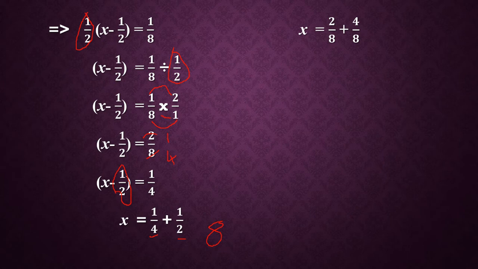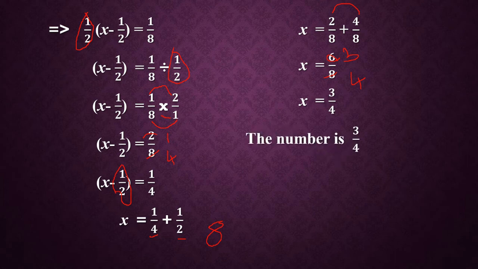Now you can add the numerators directly. So 2 plus 4 is 6, so 6 by 8. Now you can change the number into lowest form. So 3 twos are 6 and 4 twos are 8. Now your x value is 3 by 4. So we found that the number is 3 by 4.